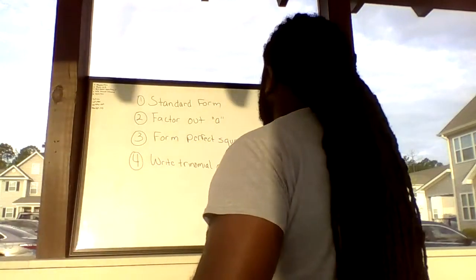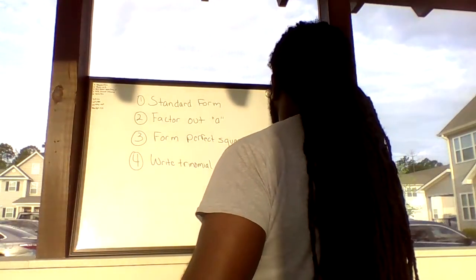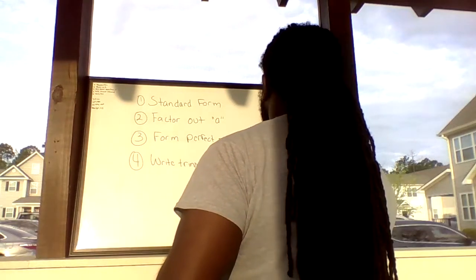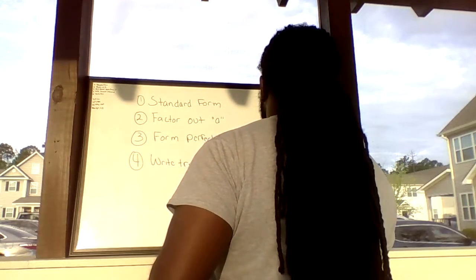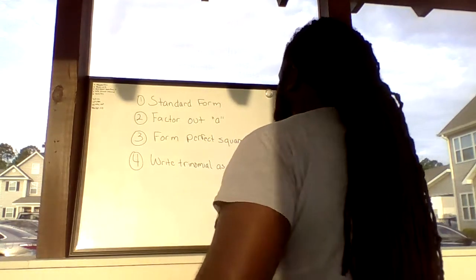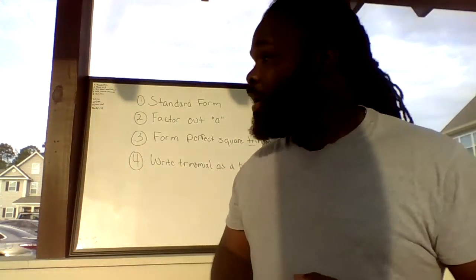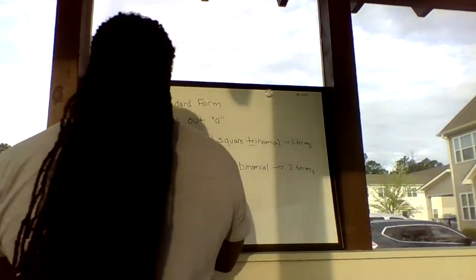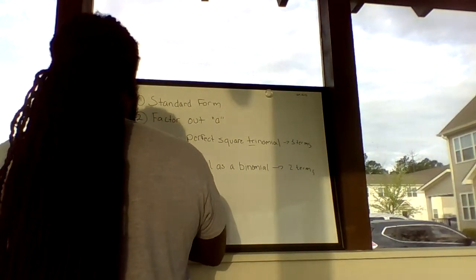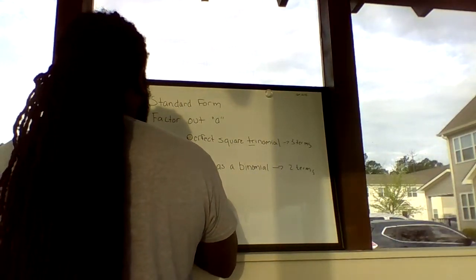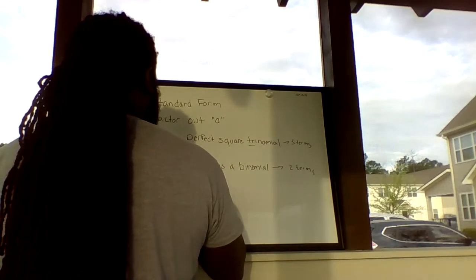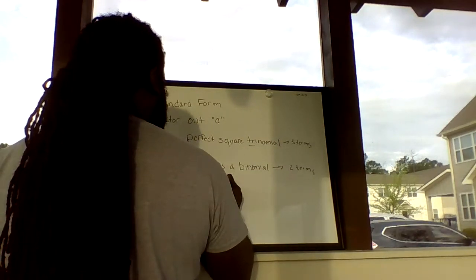So remember, tri, right? That means we have 3 terms. Right, here we'll have 2 terms. So we want to write our perfect square trinomial as a binomial. And then lastly, after we get it like that, we can go ahead and do step 5, which is write it in vertex form.